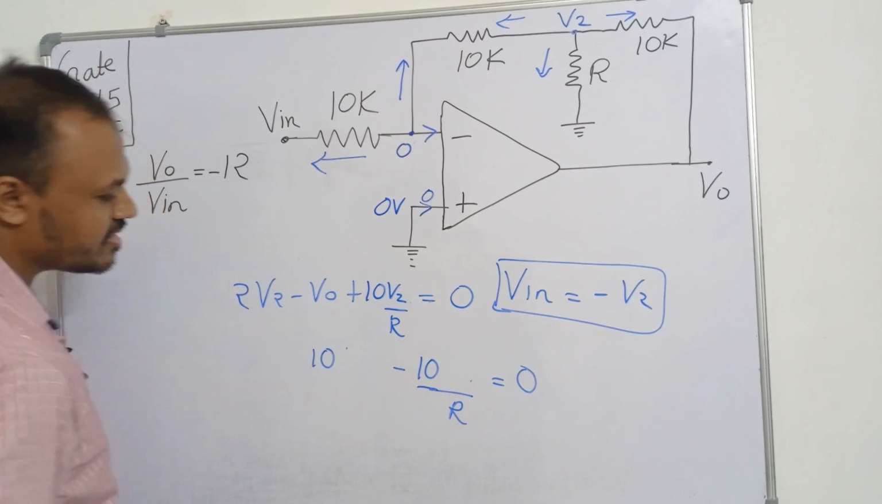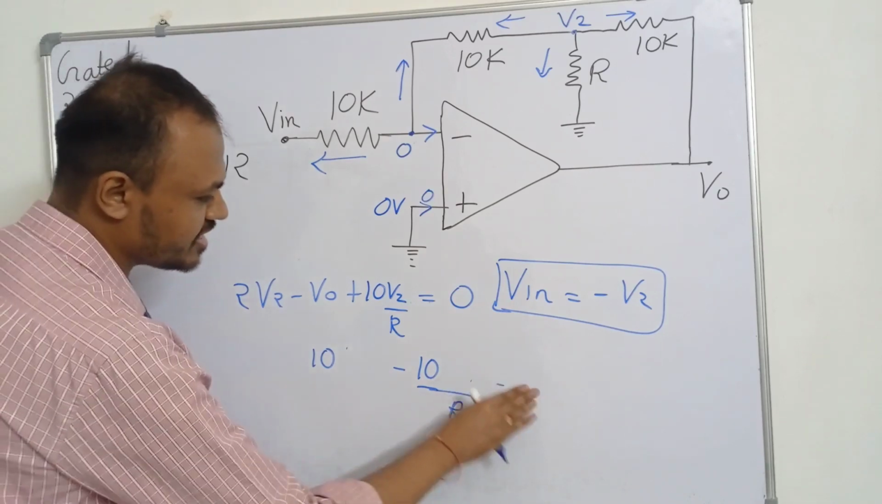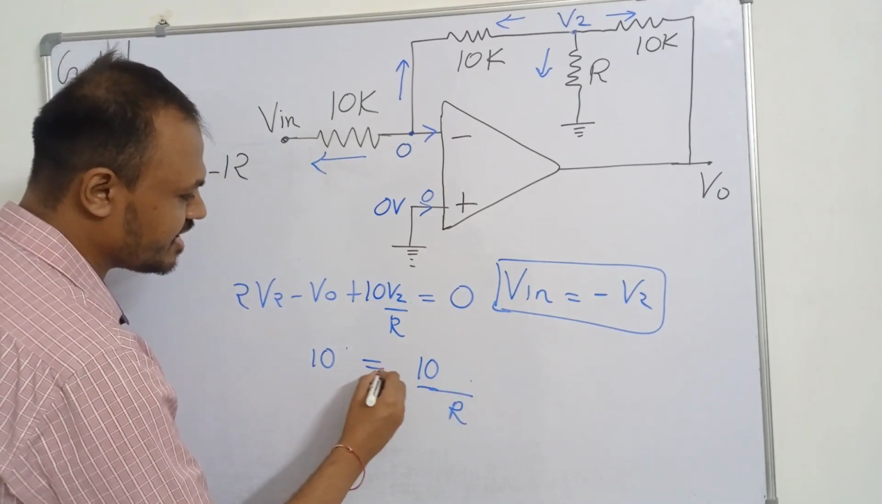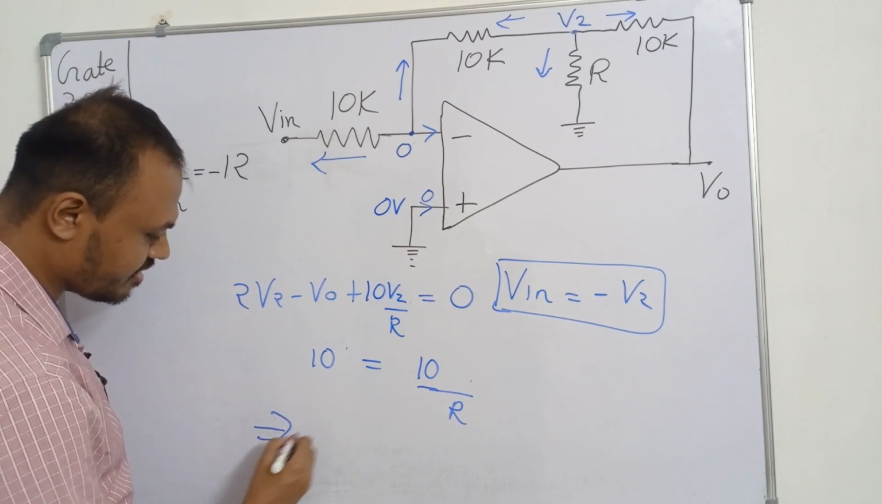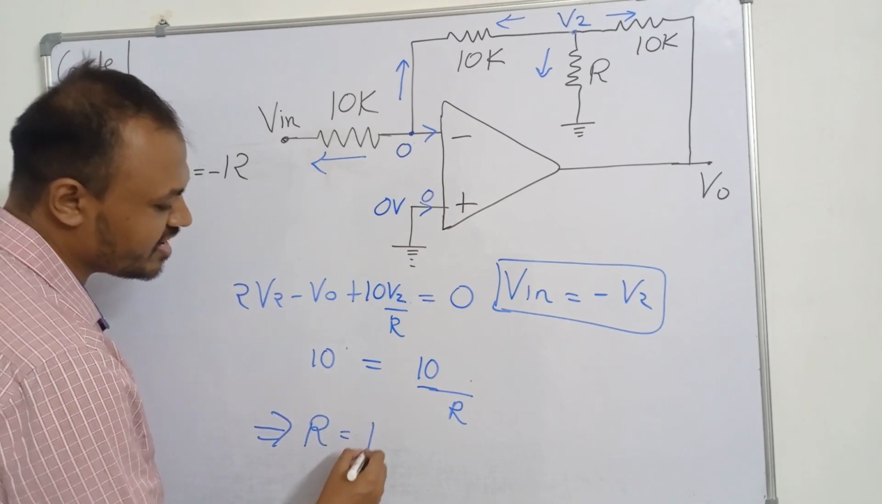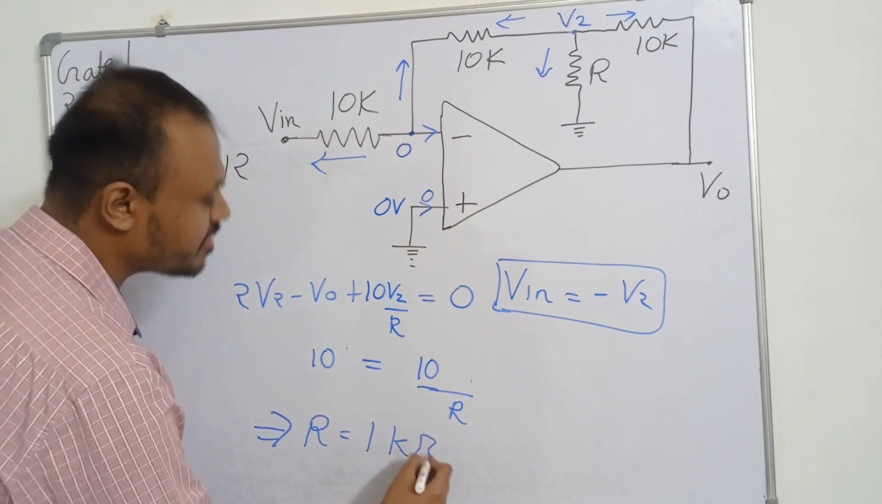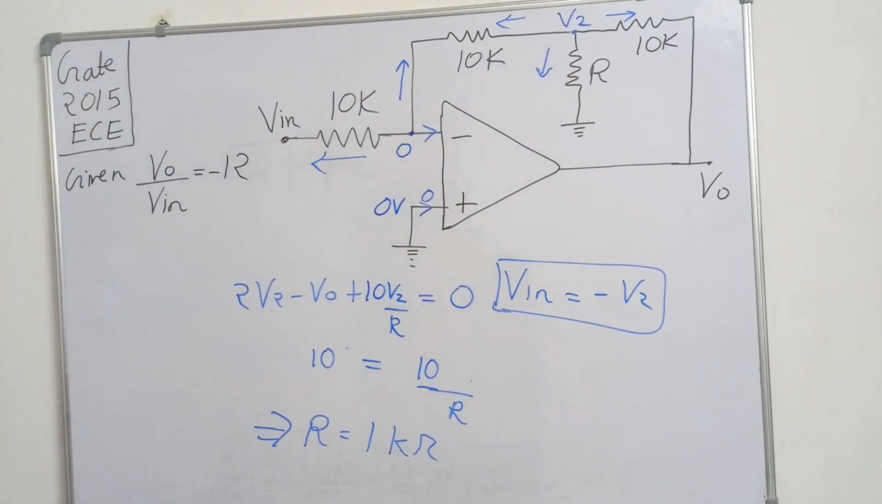So 10 minus 10 upon R equal to 0. So 10 equal to 10R. So R will be equal to 1 and unit will be kilo ohm, because all other resistances were also in kilo ohm. So simply we have found out the value of the resistance R, and it is equal to 10 kilo ohm. So this is a very easy way we can solve this question.